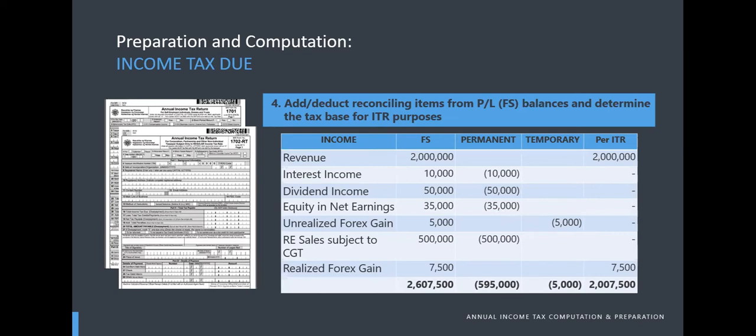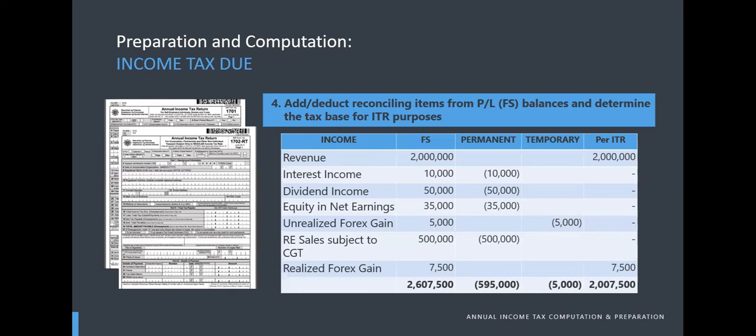Next, sales subject to capital gains tax. Capital gains tax is an example of a final tax. So any gain from the sale of properties that is subject to capital gains tax should be removed or should not be subject to income tax. So that's why we need to deduct the amount as a permanent difference.